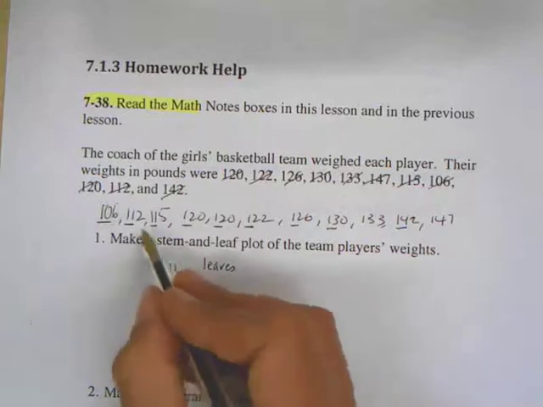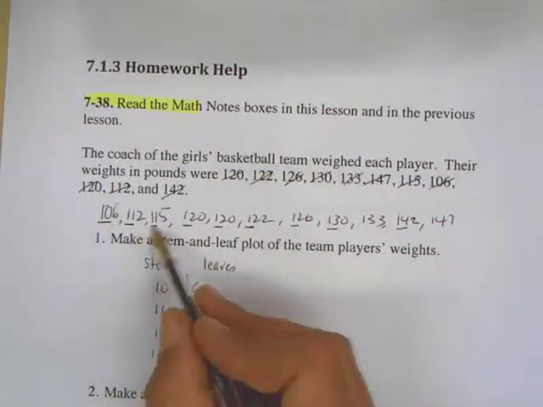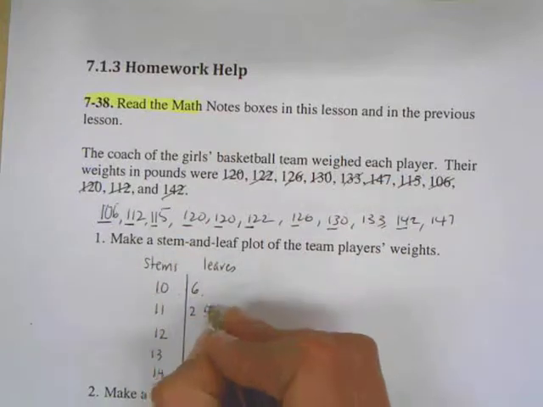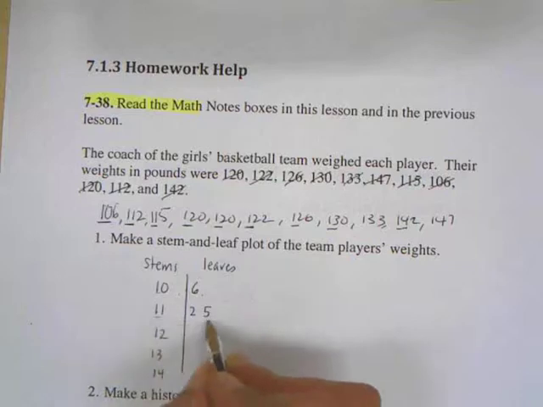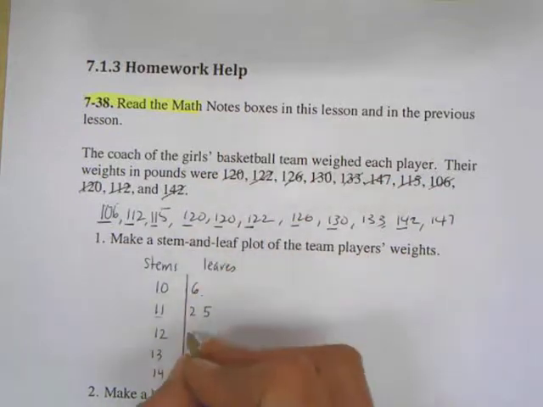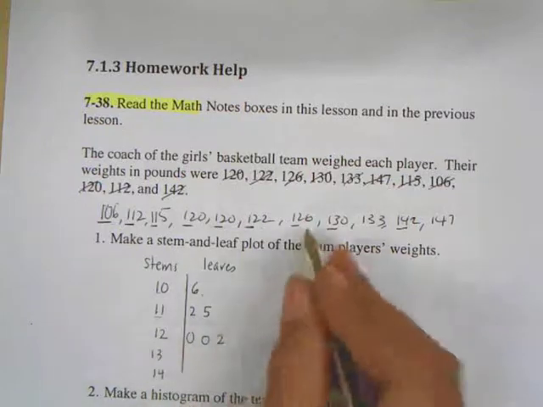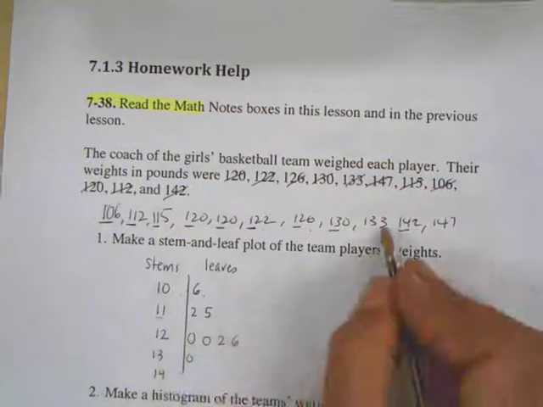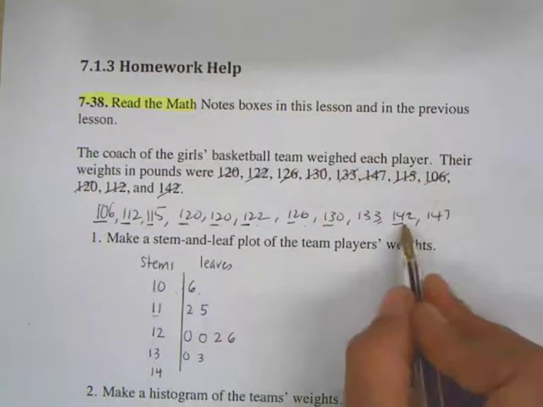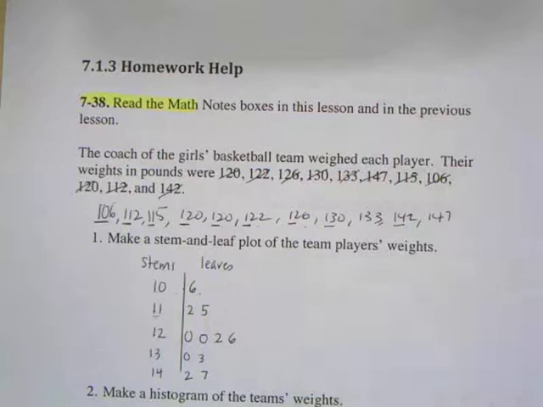The way that I read this is 106. This is 112. The next number, and I don't have to put commas here, so the next number when I just put a 5 means I'd read this 11, 112, 115. And then I have 120. I have another 120. I have a 122, and I have a 126. And then I have a 130, a 133, and then my next stem is in the 140s. So I have 142, and I have 147.